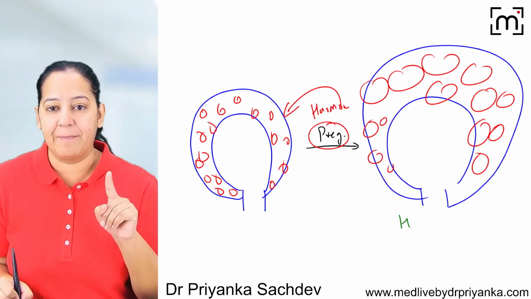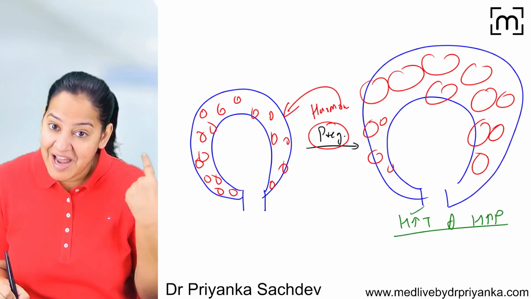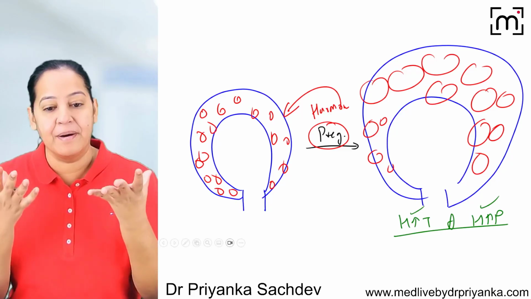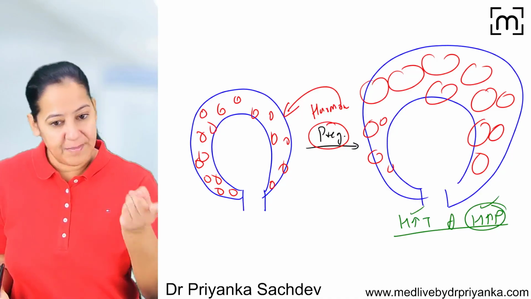So the pregnant uterus is an example of both hypertrophy and hyperplasia. It's a common example of physiological hypertrophy and physiological hyperplasia, because here the cells are increasing in number as well as size. Currently I am teaching you hyperplasia, so it is coming in that example.